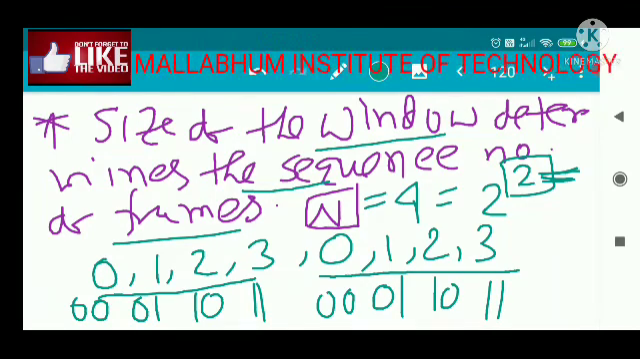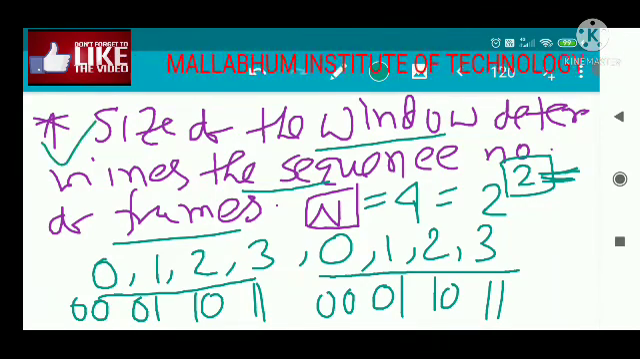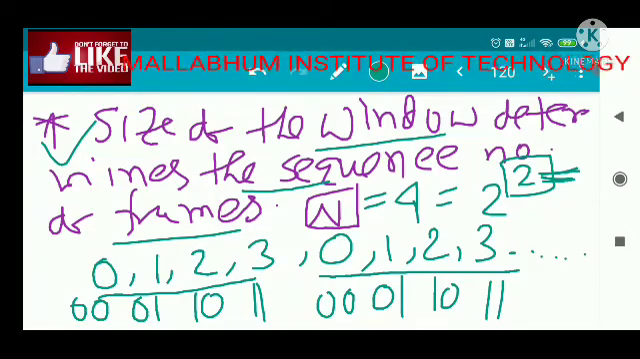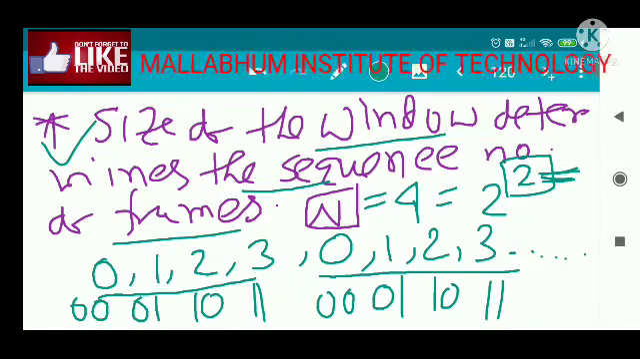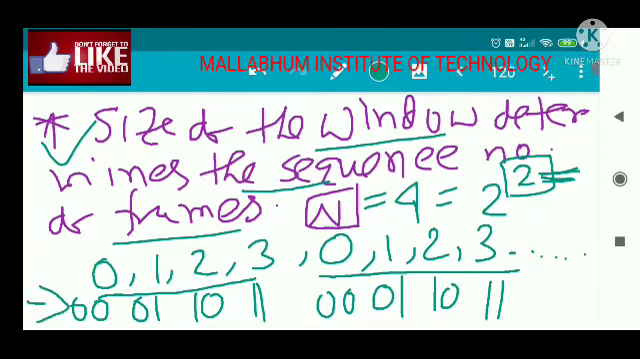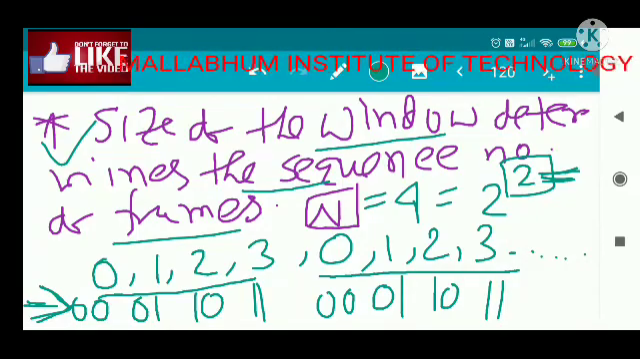So that's why it is said that the size of the window determines the sequence number of the frames, and this sequence number goes on. That is the procedure by which we determine the sequence number. So the number of bits in the sequence number is 2, to generate the binary sequence 00, 01, 10 and 11.